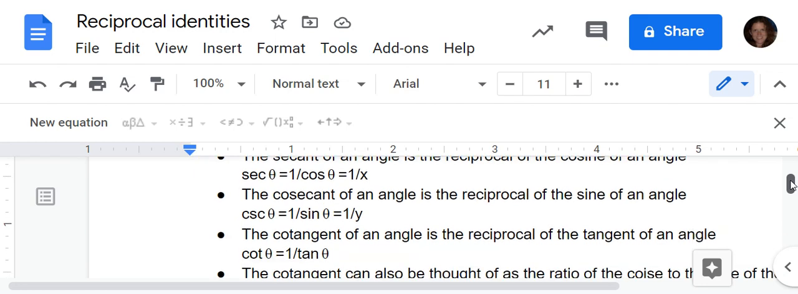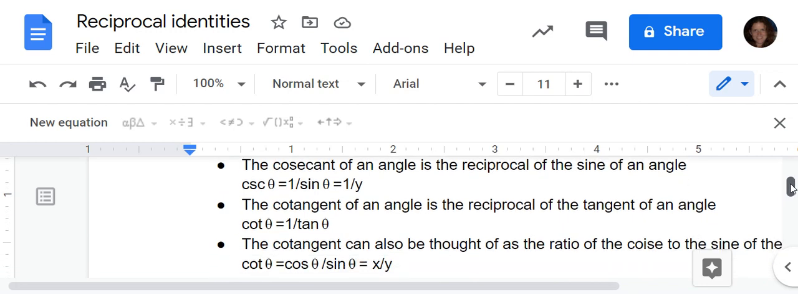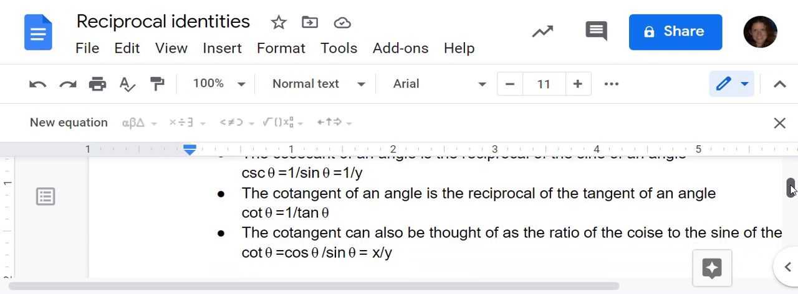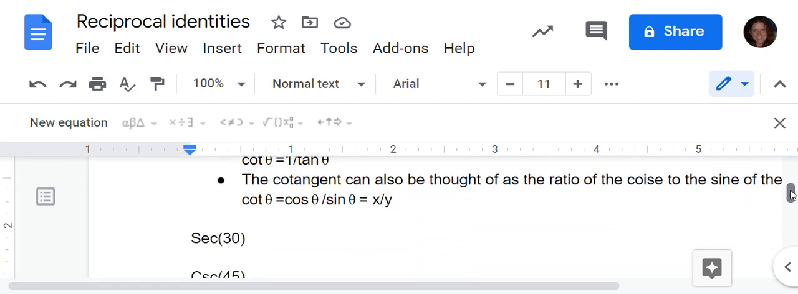The cosecant of an angle is the reciprocal of the sine of an angle. So cosecant theta equals 1 over sine theta, or 1 over y, because we know sine stands for y. And the cotangent of an angle is the reciprocal of the tangent of an angle. Cotangent of theta equals 1 over tan theta. The cotangent can also be thought of as the ratio of the cosine to the sine, or cotangent equals cosine theta over sine theta, or x over y.